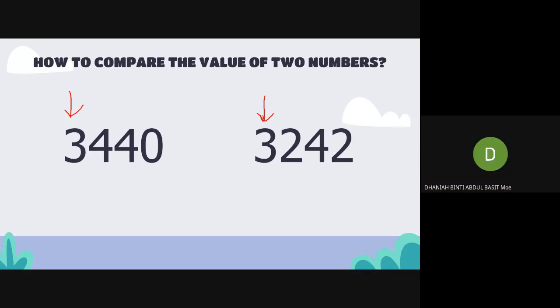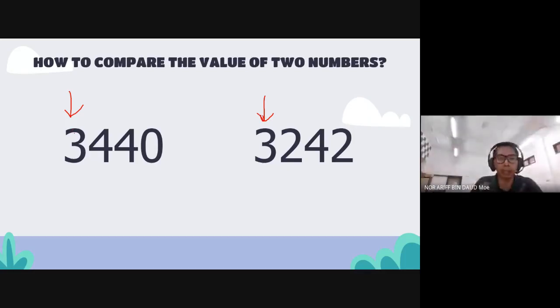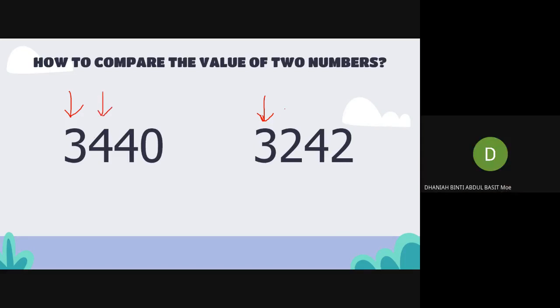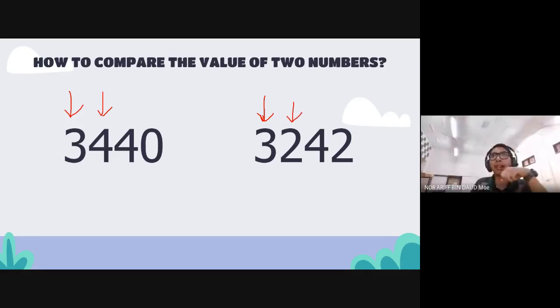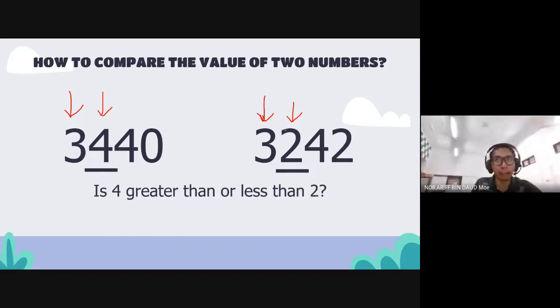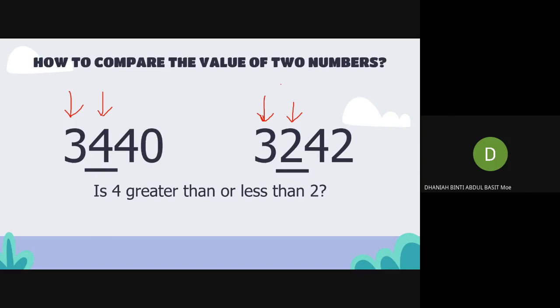Sini pun 3. So sama. Okay, if you get the same number, ignore the number. So we go to the next number. The next number is number 4 and number 2. Okay, is 4 greater than or less than 2? Dania, is 4 greater than or less than 2?